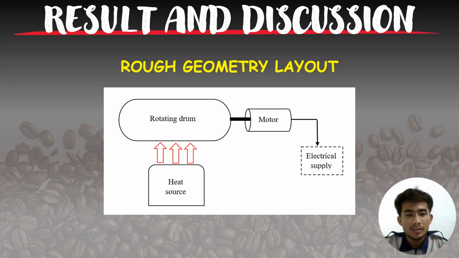On top of the heat source, there will be a rotating drum, which is where I put the beans. Next, under the rotating drum will be a heat source where I use a mini stove. The next one, there is a motor beside the drum. The motor will power the rotating drum. Then the motor will be powered by using electrical supply, which is from AC input.